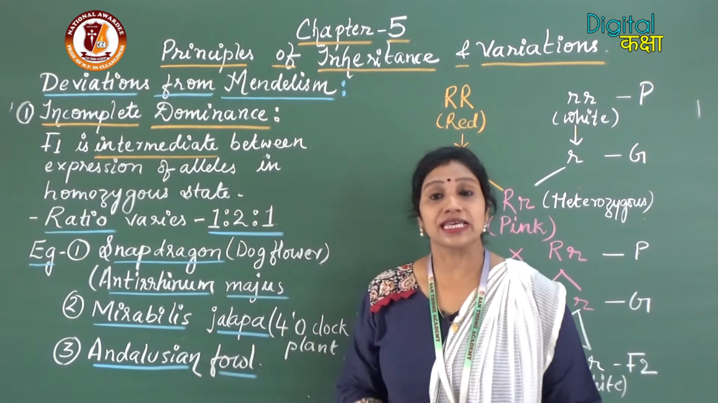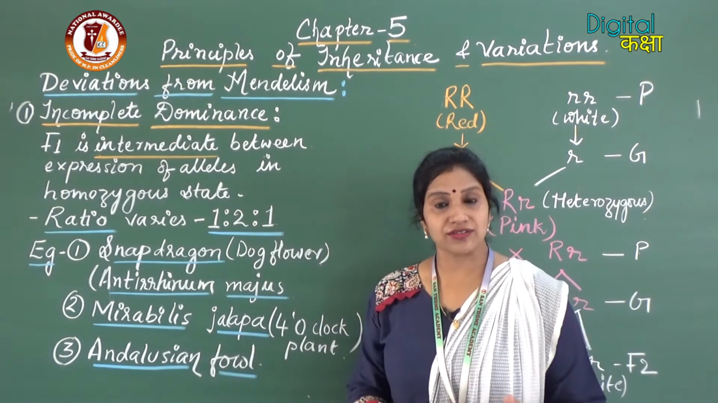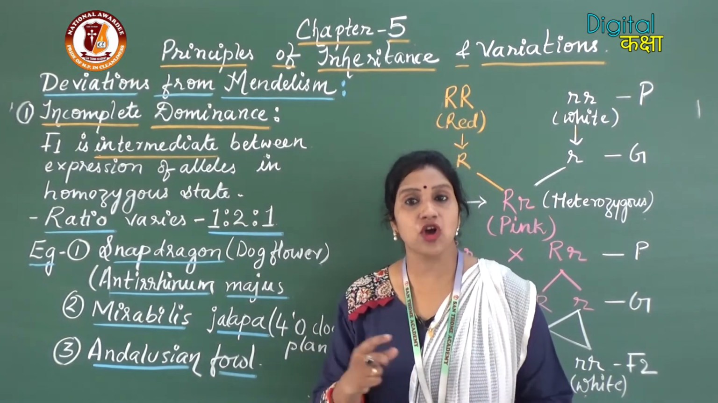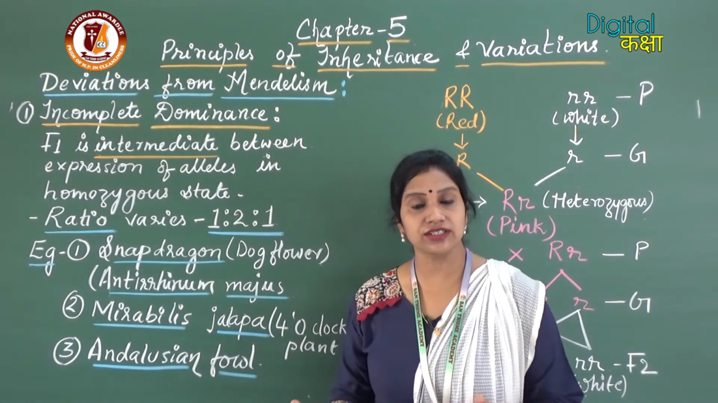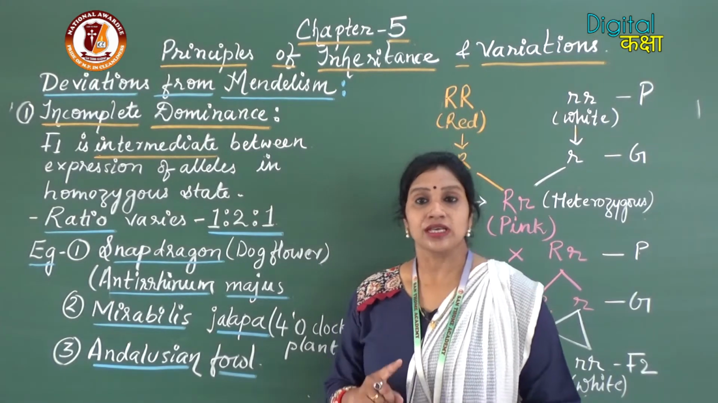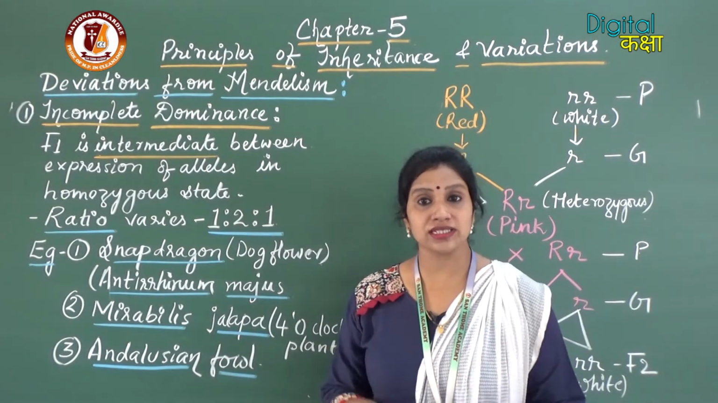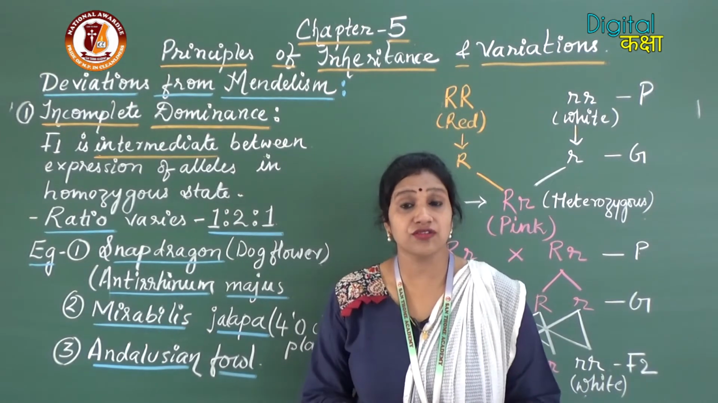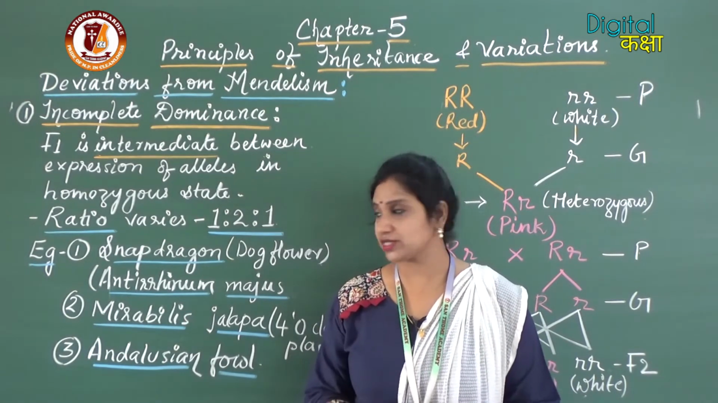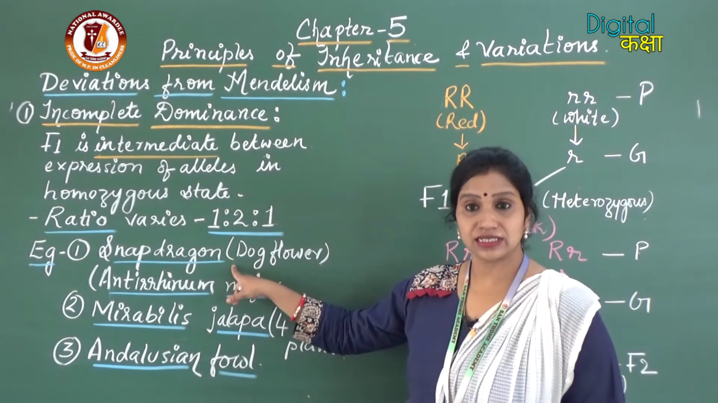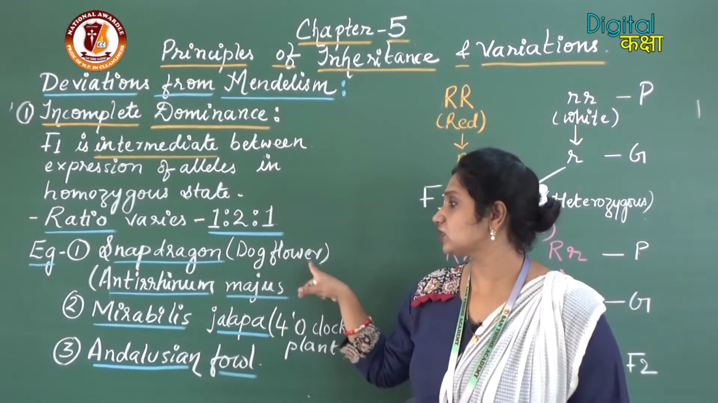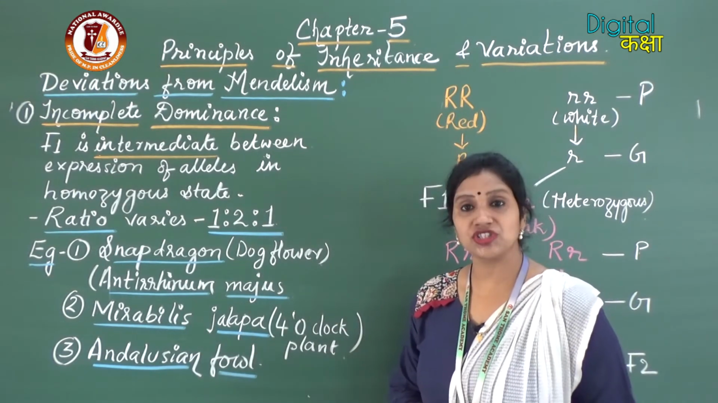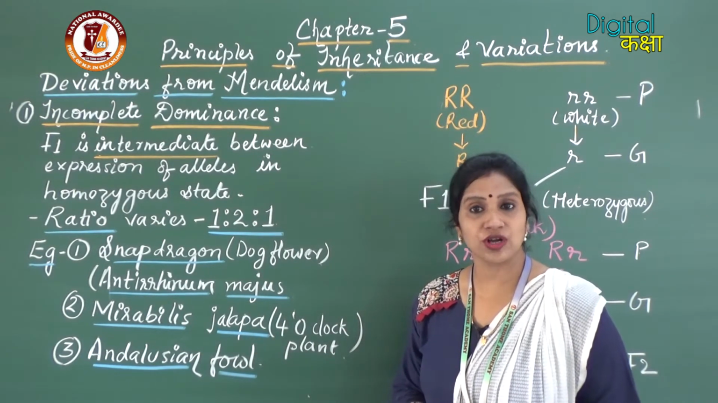These two plants bear red flowers and white flowers. Red is the dominant characteristic, and white is the recessive trait. When red and white are crossed, we get pink flowers, so it deviates from Mendel's laws. The first example is snapdragon or dog flower, and the second is Mirabilis jalapa or 4 o'clock plant.